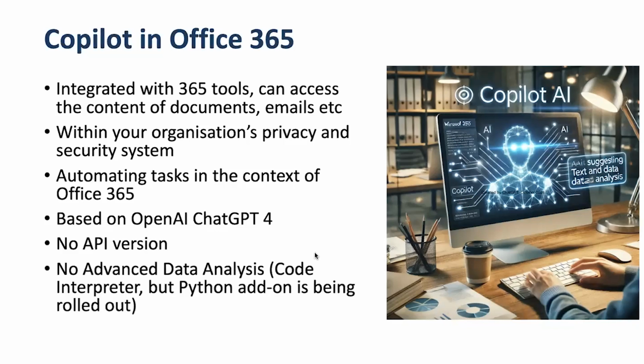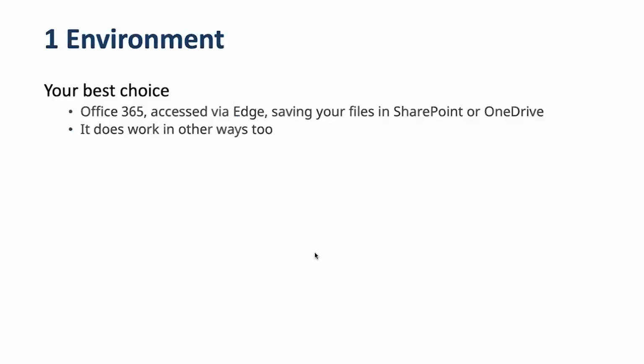At the moment, there isn't an advanced data analysis module, which is also called the code interpreter in ChatGPT. But some people already have a Python add-on to Excel, and it's being rolled out for the rest of us at the moment. How long that rollout will take, I don't know, but that will change dramatically the sort of things that you can use Copilot for in the analyses. So the first tip is use it in Edge.